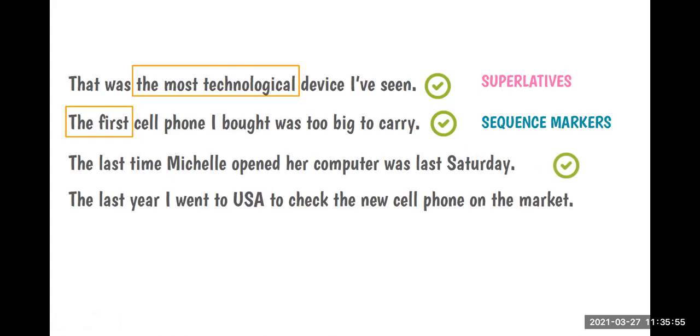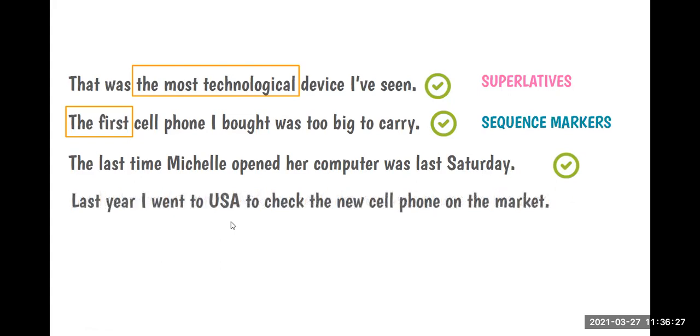Is the sentence correct? We can't say, teacher, the last year. So correct or incorrect? Incorrect. We can't say the last year, right? So the sentence is incorrect. So we can say last year I went to the USA to check the new cell phone on the market.